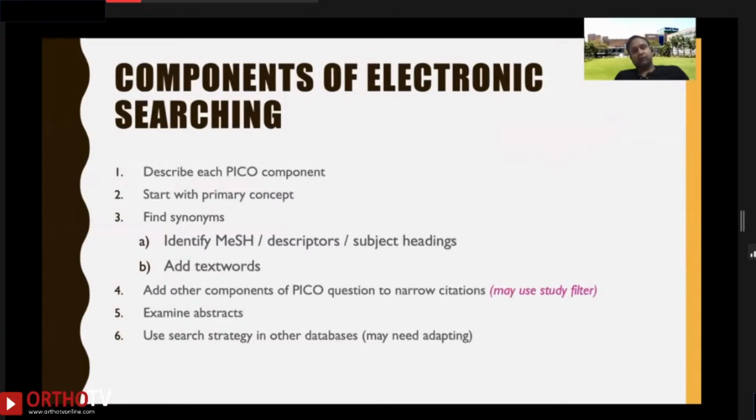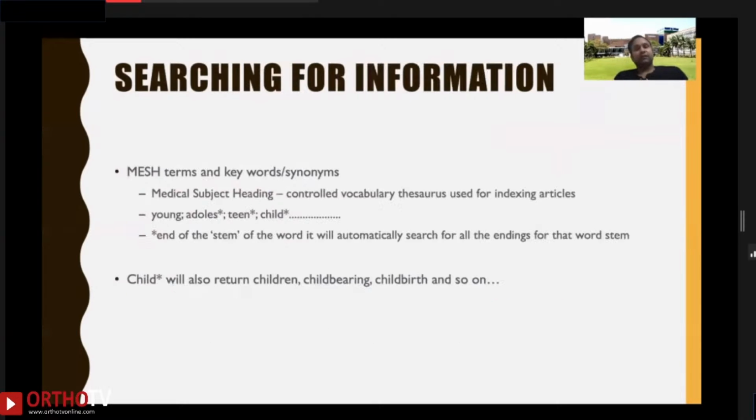You must all be aware of MeSH, the Medical Subject Headings. You have to consider all the components of the PICO question. You have to examine the abstracts and the various databases also. Like the young patient can include adolescent, teen, child, and you can also make use of the star, like child star, which will also return children, childbearing, childbirth, and so on.